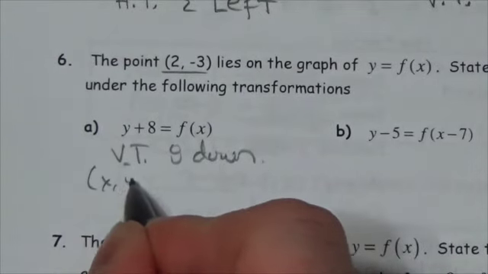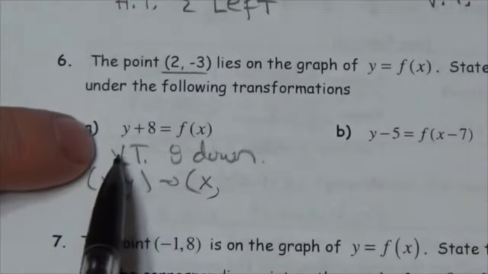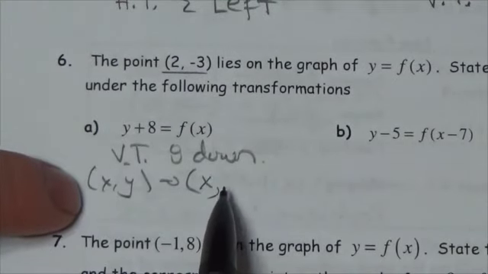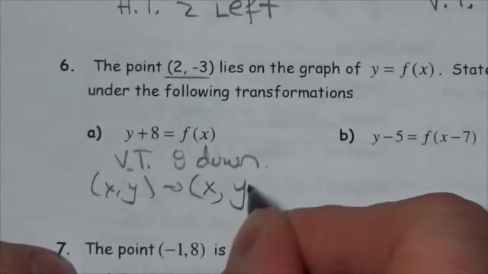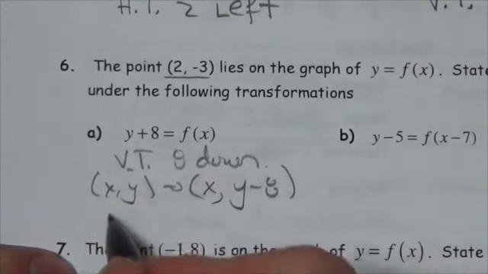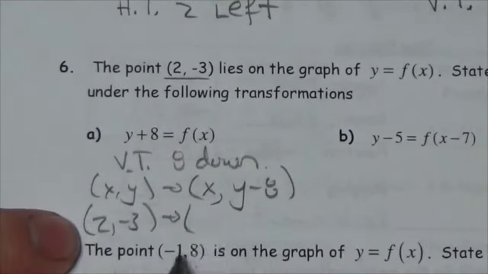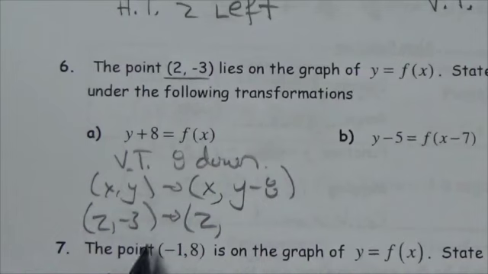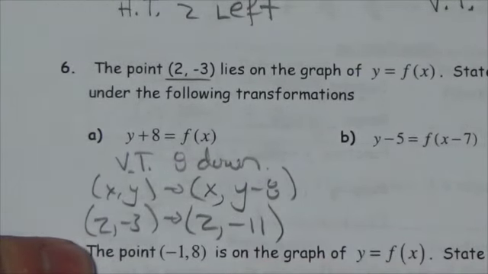Now, as an image point, that looks like this. Remember that it's the description that influences the image point, not the function. It's the description of the transformation. So this is going to be y minus 8 right here. And now I take my point 2, negative 3. Well, nothing happened horizontally, so the x-coordinate is still 2. And then if I plug negative 3 in, negative 3 minus 8 is negative 11. So there's the new point.